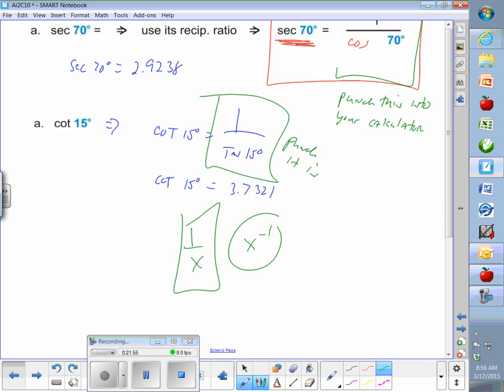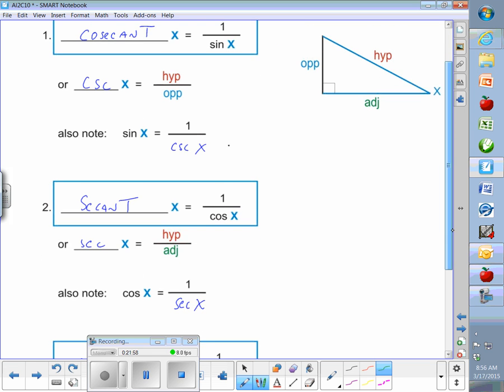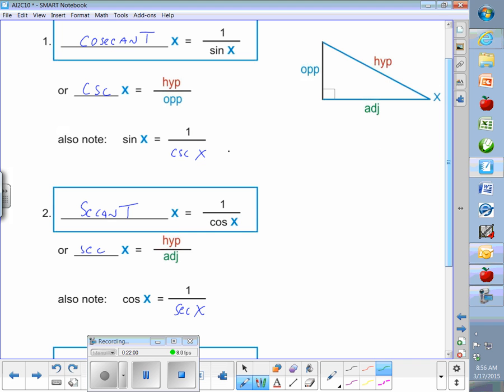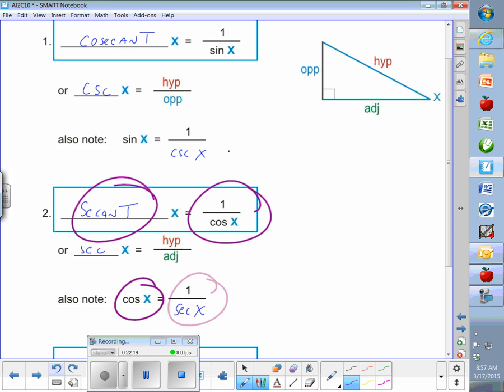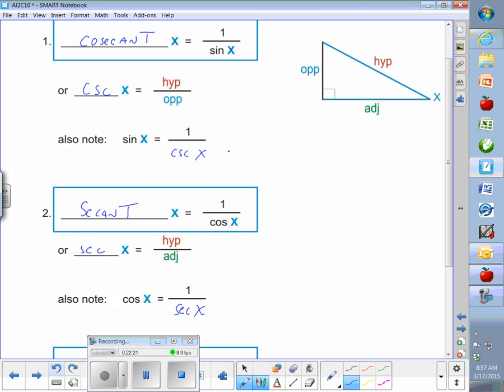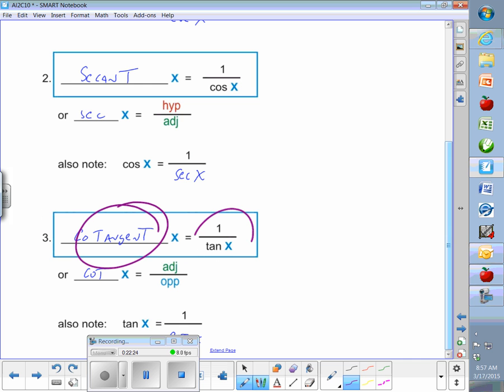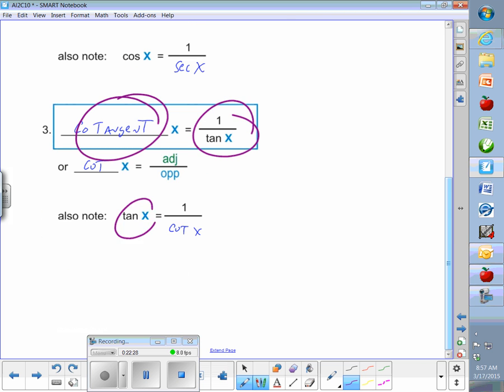So let me go back. You've got to know these reciprocal relationships. The cosecant is 1 over the sine, which also means the sine is 1 over the cosecant. The secant is 1 over the cosine, which also means the cosine is 1 over the secant. And lastly, the cotangent is 1 over the tangent, which also means the tangent is 1 over the cotangent.